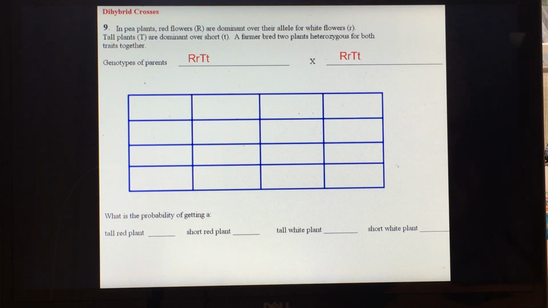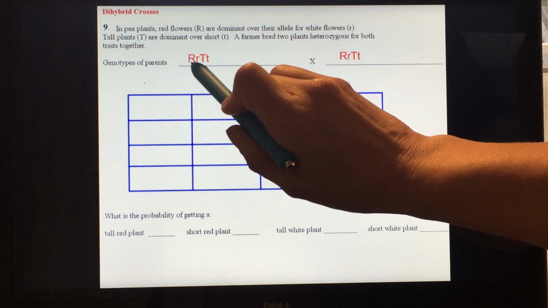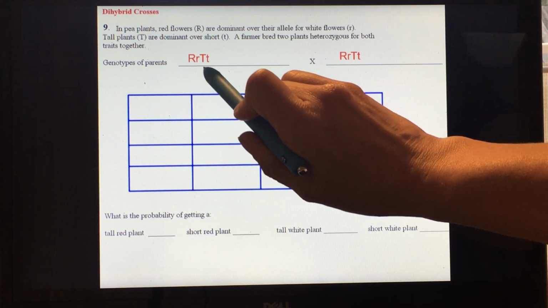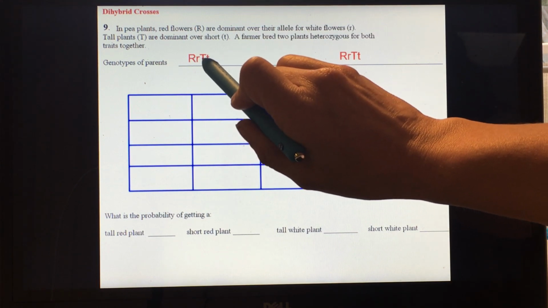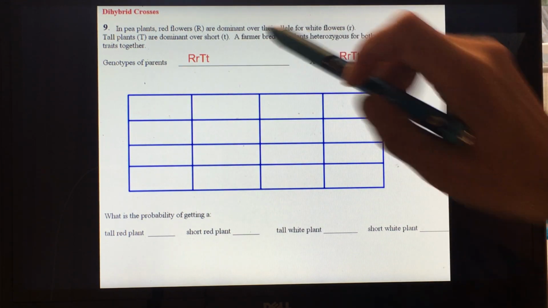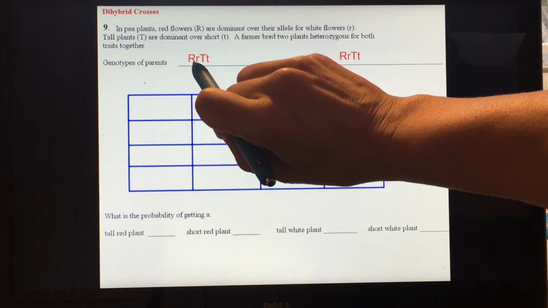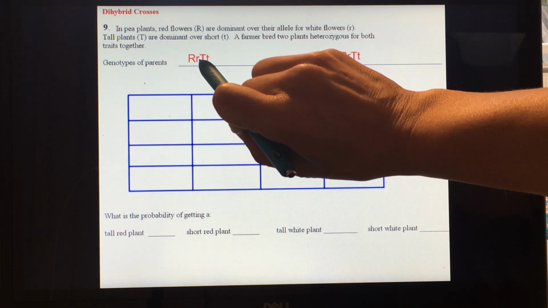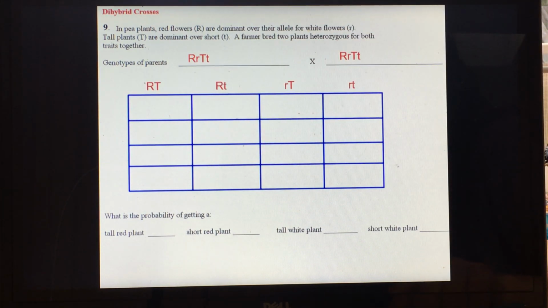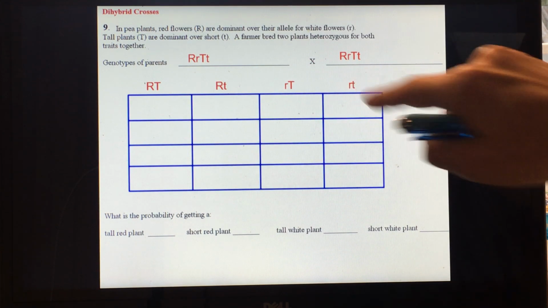Now, when we set up our Punnett Square, we need to find the possible combinations of alleles in gametes. Each gamete would have one R and one T because these alleles are on homologous chromosomes. And when meiosis occurs, you get one of each homologous chromosome. So the R's would separate and the T's would separate. So in order to find the possible combinations, remember you saw in the lecture video to FOIL: first, outside, inside, last. So it would be big R, big T, big R, little t, little r, big T, and little r, little t.